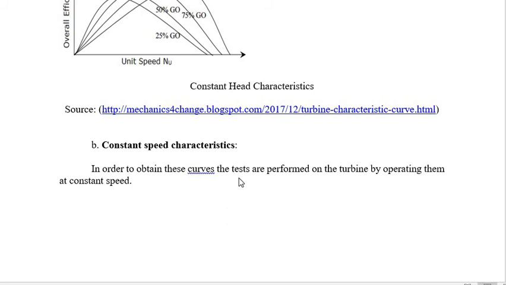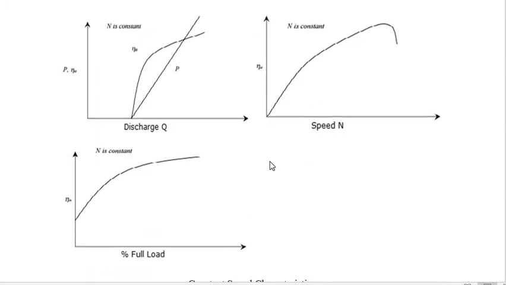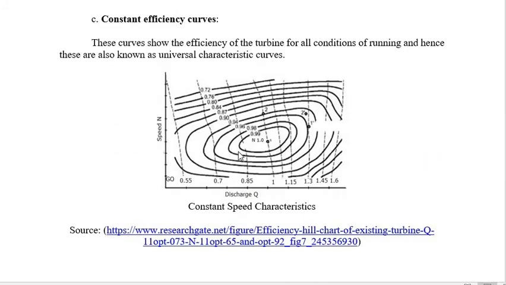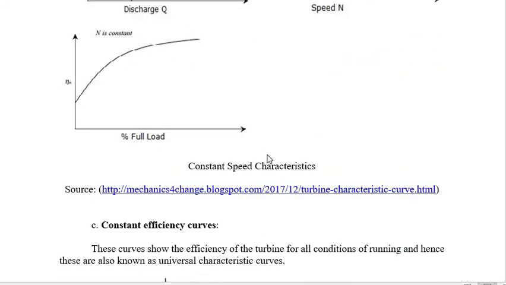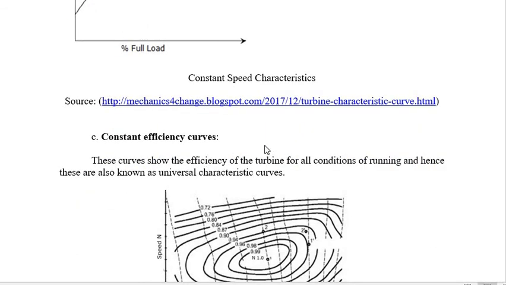Then we have constant speed characteristics. In order to obtain these curves, the tests are performed on the turbine by operating it at constant speed. Like this, we can obtain this kind of curves while doing the experiment. But in our lab we have it only for demonstration purposes.